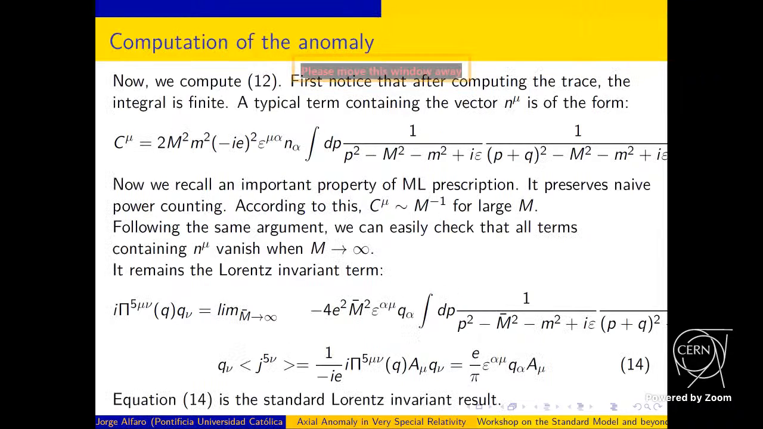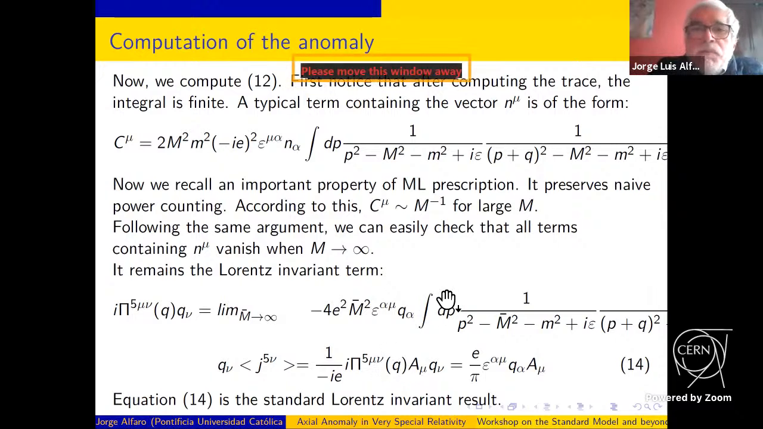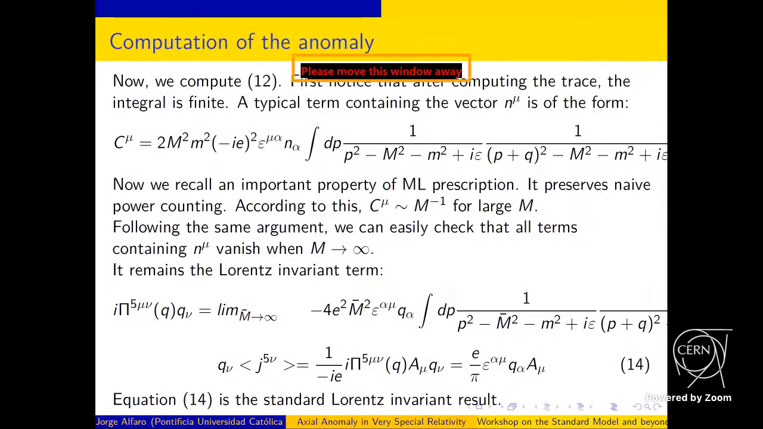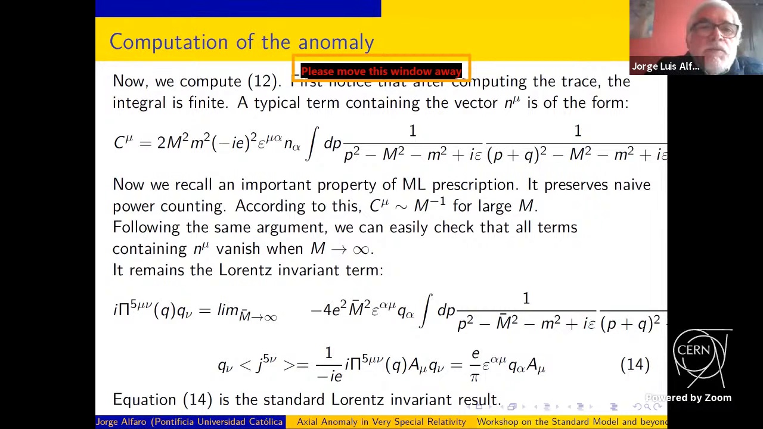And here, actually, it is very simple to do, because we know the main property of Mandelstam-Leibbrandt, that it preserves naive power counting. So we compute the anomaly.